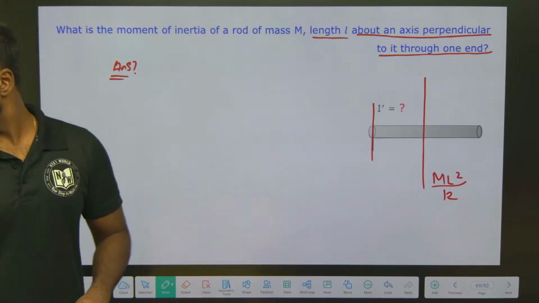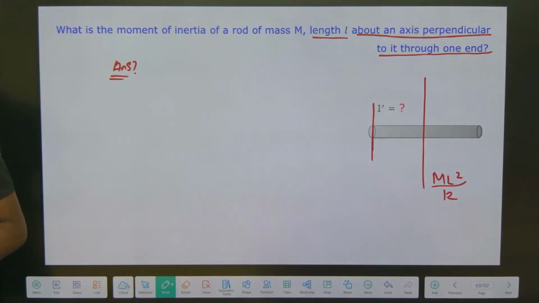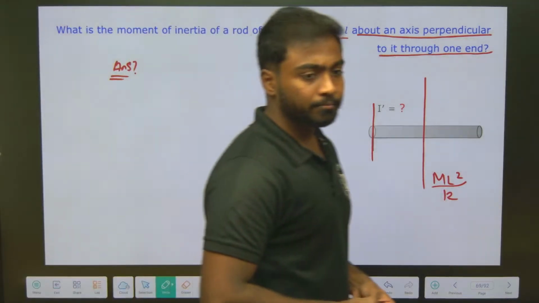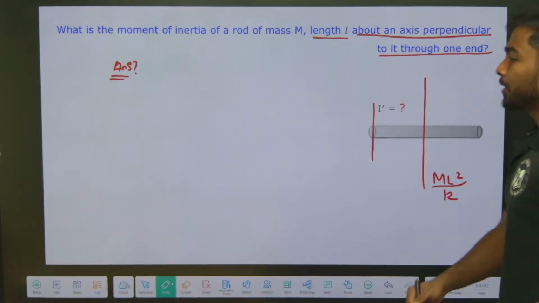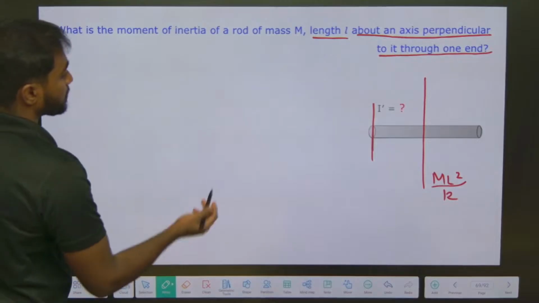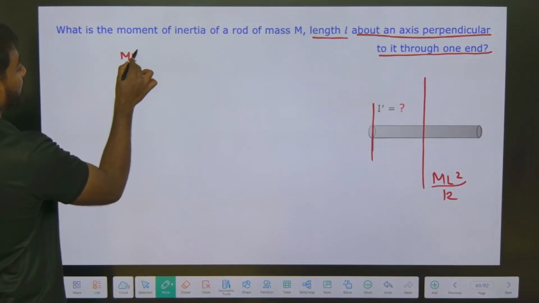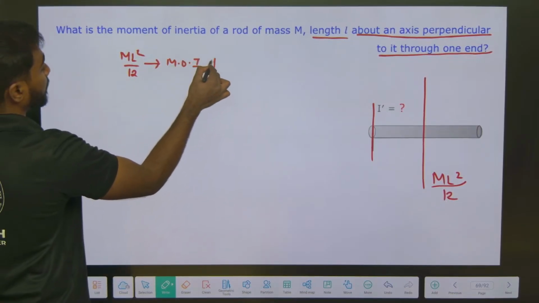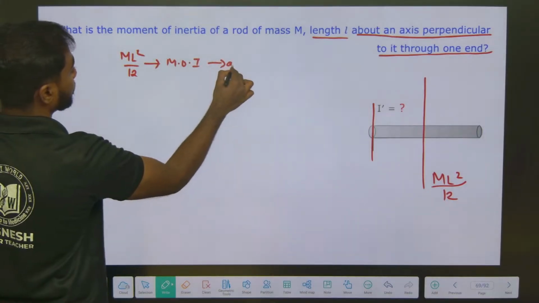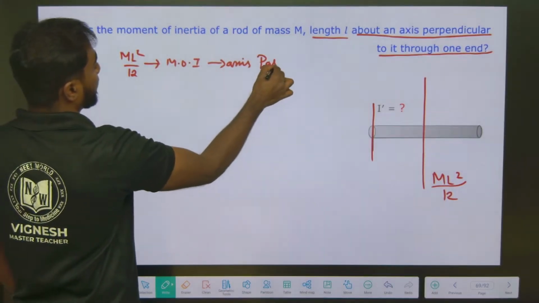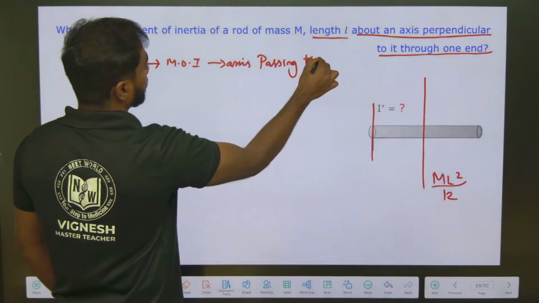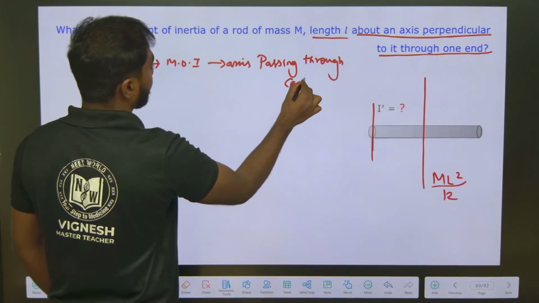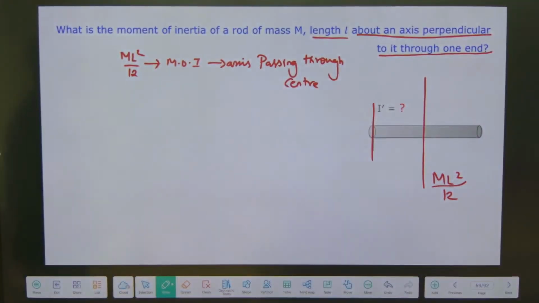Okay, done? Done. Okay, let's see the answer. So, simple thing. m L square by 12 is the moment of inertia about the axis passing through the center.